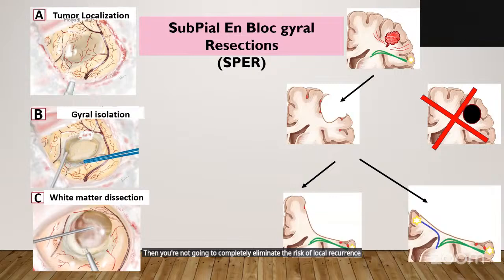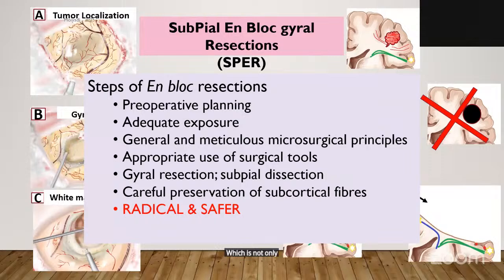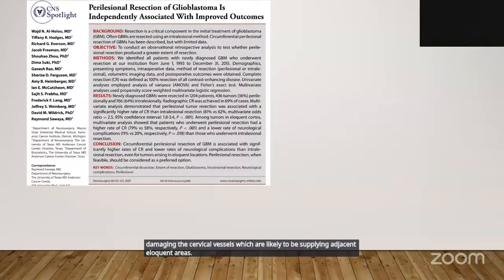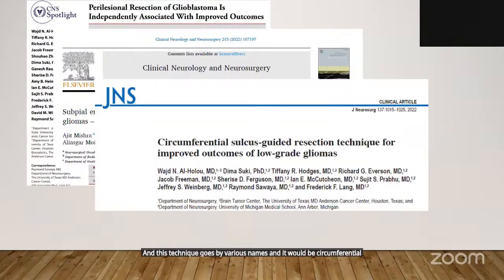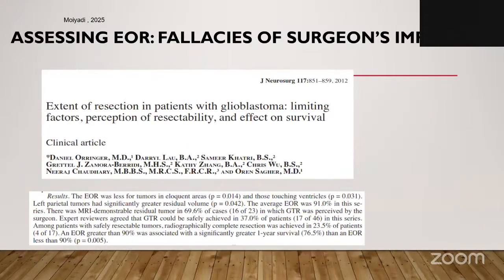And this can be extended to multi-gyral resections using the same technique, which is not only much better and aesthetically pleasing, but also much more oncologically sound and safer, because if you remain subpial, you're not damaging the sulcal vessels, which are likely to be supplying adjacent eloquent areas. This technique goes by various names: it could be circumferential, subpial en bloc, or en masse resection. Dr. Goyal himself is a strong proponent of this technique, and I'm sure we're going to hear him later in the course of this webinar.